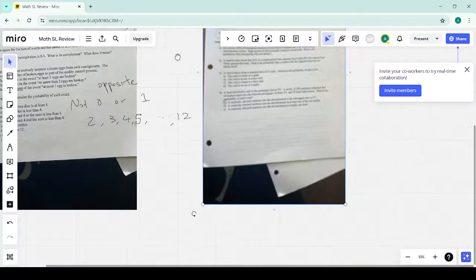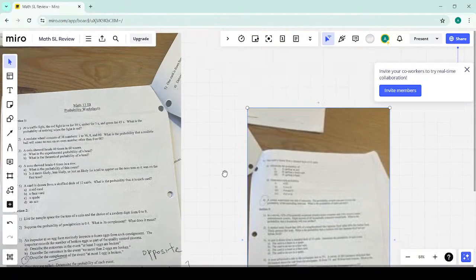Is that okay? I can't read that, but why is this so blurry? What?